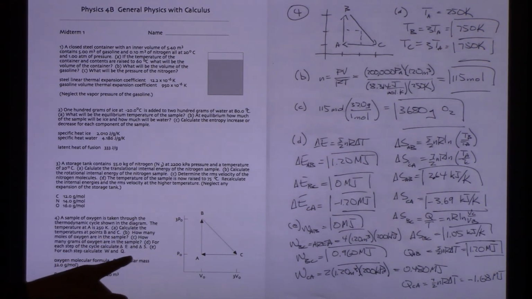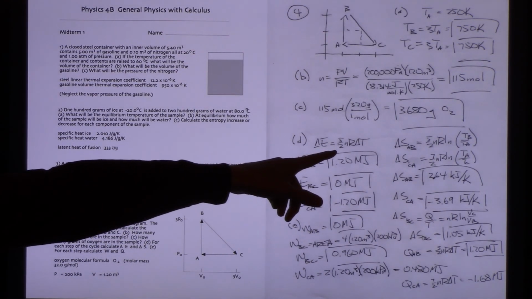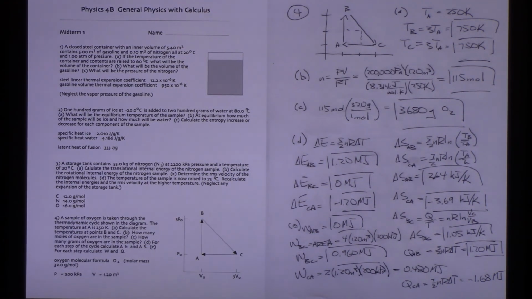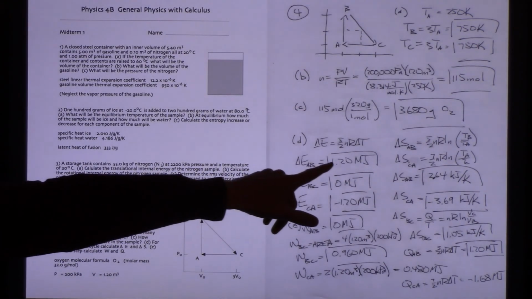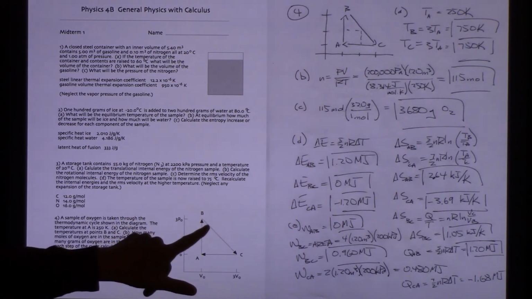Okay, finally, D and E: solve for everything. You guys remember, I like delta E internal the best. This is oxygen, it's diatomic, and so I'm just going to use 5 halves n R delta T all the way through. And that gave me, there's only 3 steps, 1.20 megajoules. From B to C was 0.